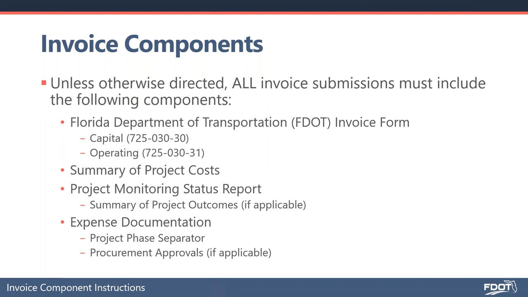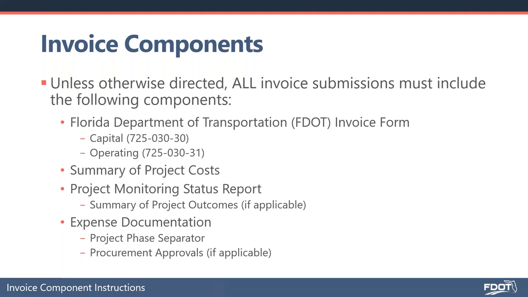So in terms of the invoice components, invoices are really going to be made up of three forms and your expense documentation. So the first form is the invoice form. There is one form for capital and one form for operating. Make sure that you're submitting the applicable form with the applicable cost. So if it's an operating PTGA, then you submit your operating form. And likewise, if you have capital expenditures under a PTGA, you would submit the capital invoice form.